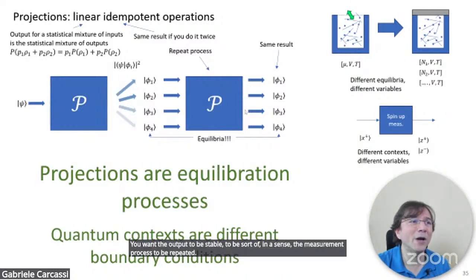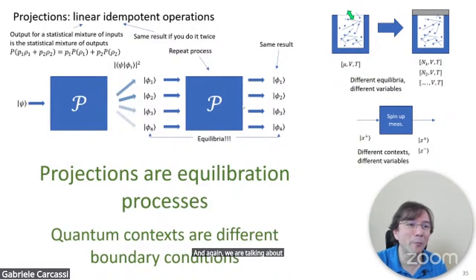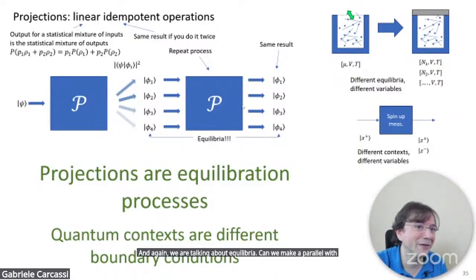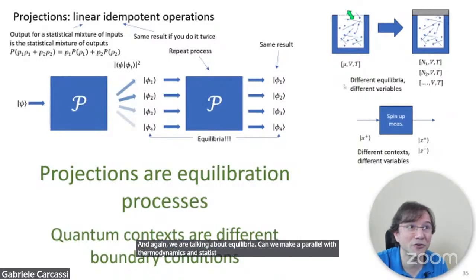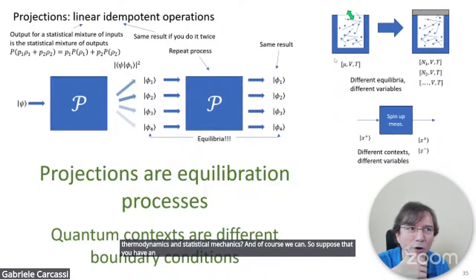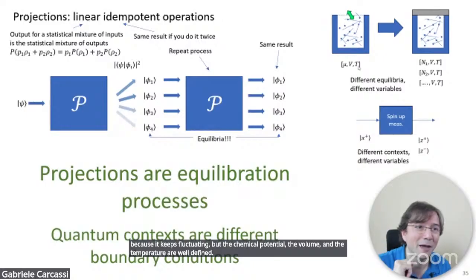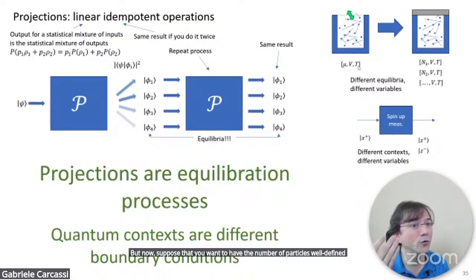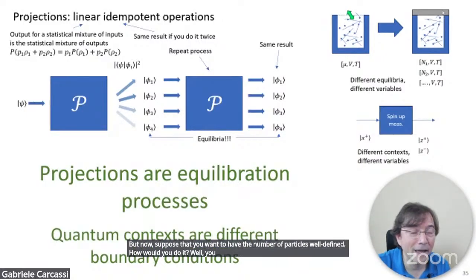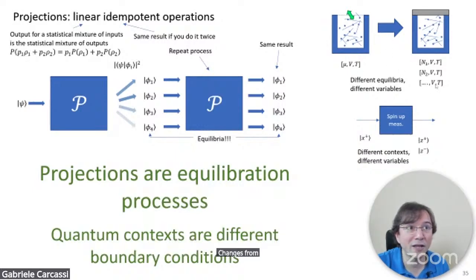And again, we are talking about equilibria. Can we make a parallel with thermodynamics and statistical mechanics? And of course we can. So suppose that you have an open glass of water. The number of particles is not well defined because it keeps fluctuating, but the chemical potential, the volume, and the temperature are well defined. But now suppose that you want to have the number of particles well defined. How would you do it? Well, you put a lid on, and putting a lid on changes from a grand canonical to a canonical ensemble.